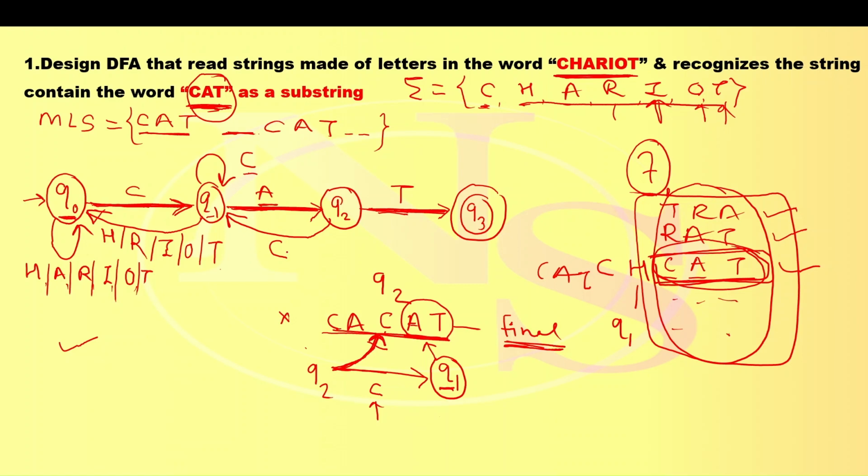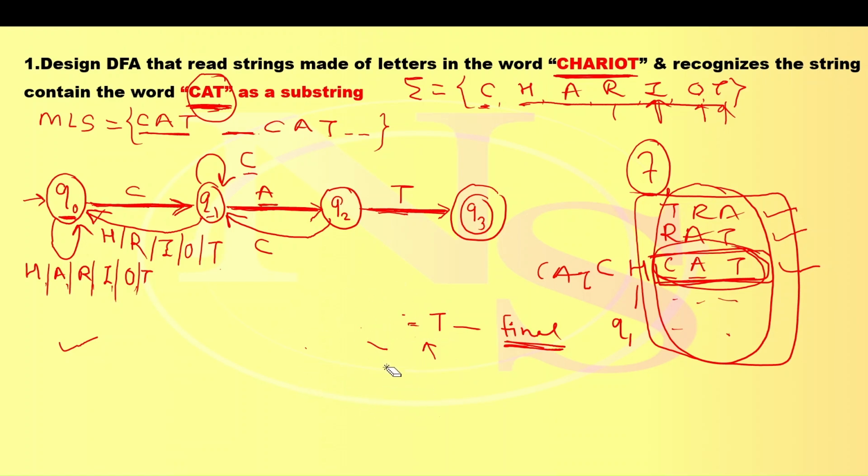This is the way. Now let's try to find out for other symbols also. So remove this and we can find the transitions for other symbols from Q2. So write down Q2 as it is. How to reach Q2? By reading C. How to reach final?